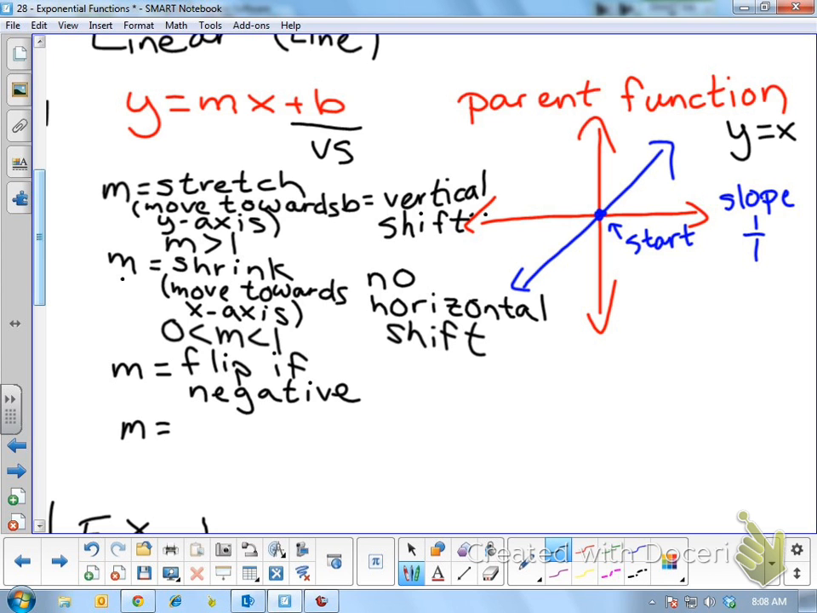And I just realized I forgot to include neither. I really should have done neither before flip, so it was grouped a little bit nicer, but it's neither if m equals 1.